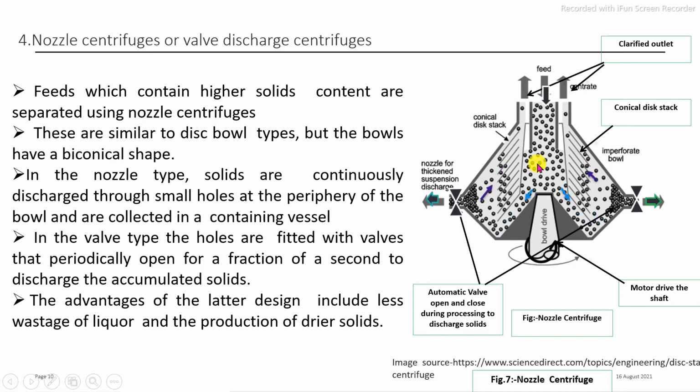The basic application of the nozzle centrifuge is for a liquid feed containing higher suspended particles, in which these suspended particles are continuously discharged, that means it is operated continuously. The main parts are the rotating inside discs, then the external biconical bowl at the top, the bottom provided with the rotating shaft, then the power transmission and motor, and these are the two valves which automatically open and close at a specific time interval.